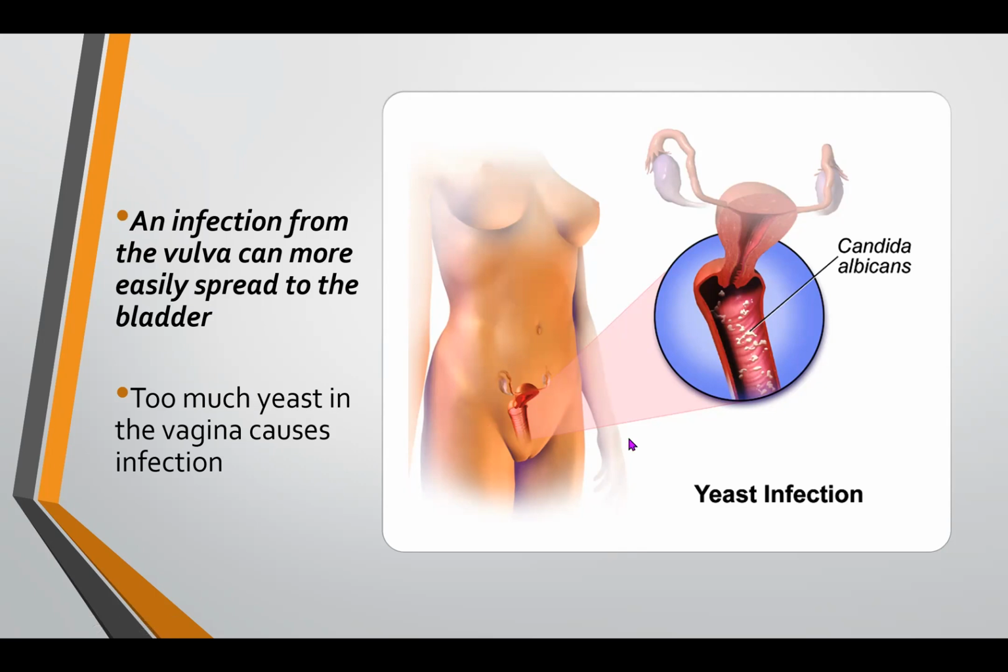Okay, another infection is the yeast infection. When you see the white here, actually the vagina consists of yeast. But if there is too much yeast in the vagina, it will cause a yeast infection. This yeast infection can be very irritating. You will feel very itchy, you want to scratch it, and you will feel very uncomfortable. So what you need to do is tell your parents or go to the doctor to get treatment, because it is curable.